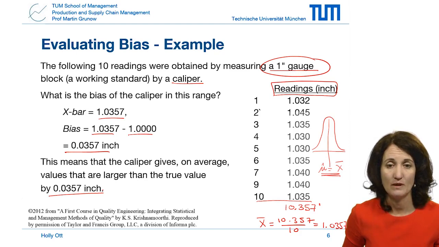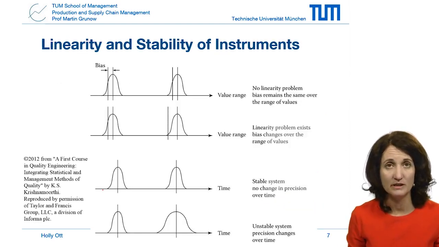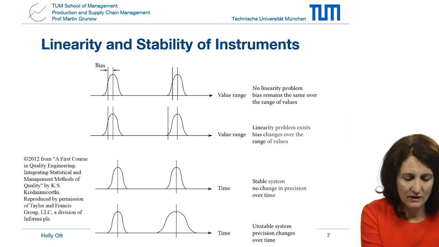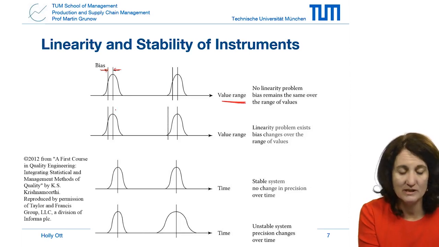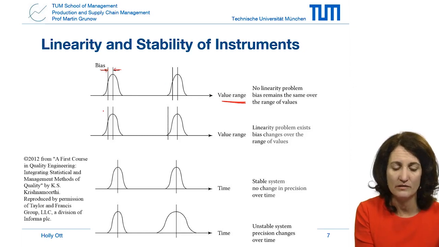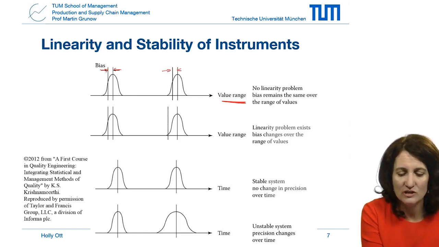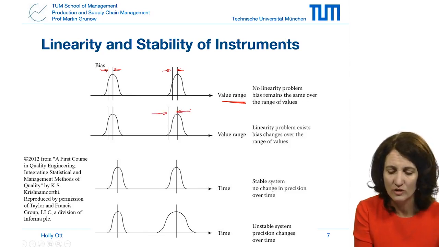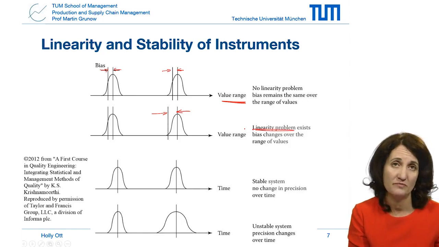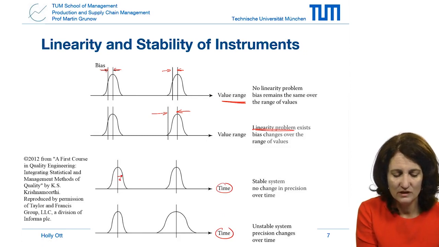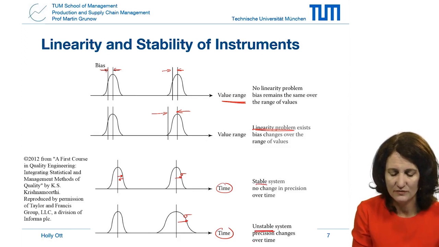Now, we also looked at linearity and stability. For linearity, you have a bias value here, and we have a range of values. For example, low temperature to high temperature, short to long, thick to thin, or thin to thick. If the bias doesn't change, then you have no linearity problem. But if it changes, better or worse, either way, there's a linearity problem. We also looked at stability, which is to do with time. Your variation either stays stable over time, or it changes and becomes unstable over time.